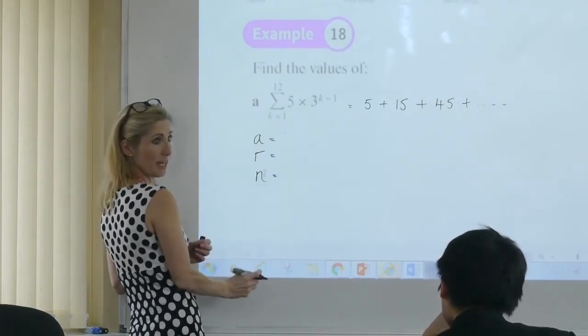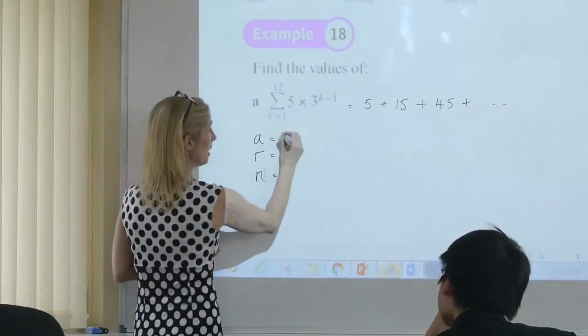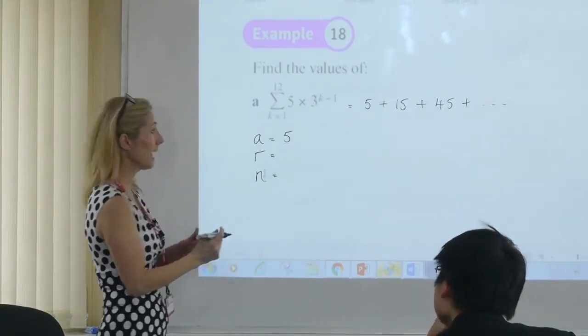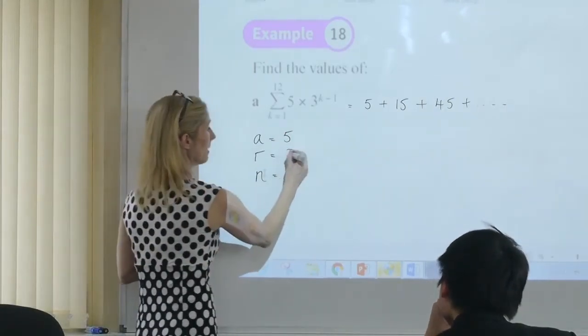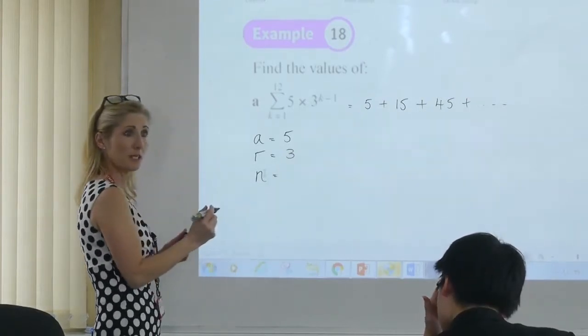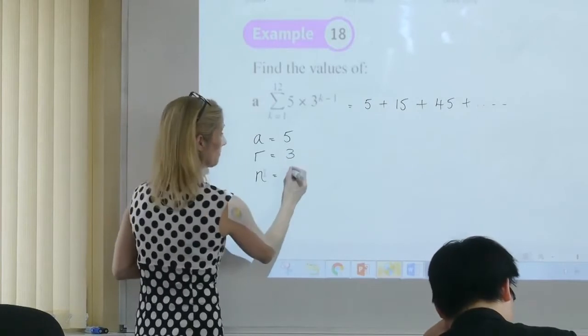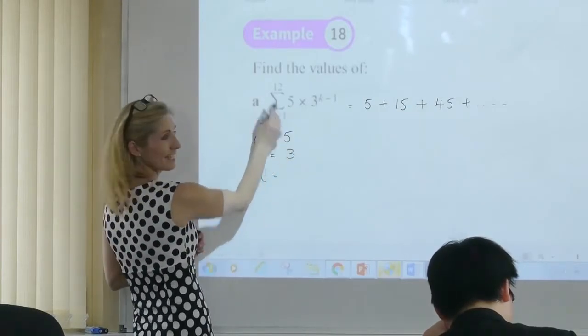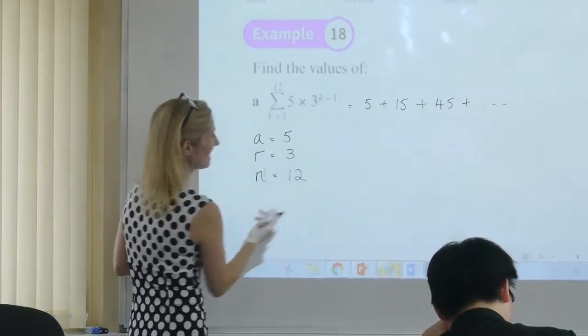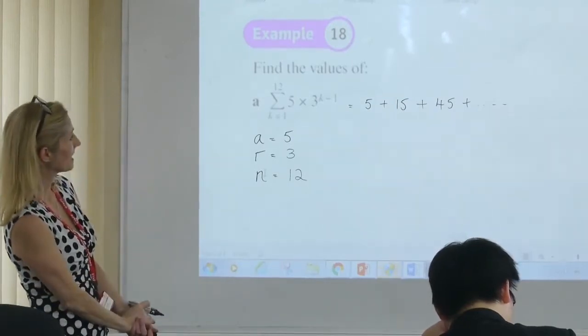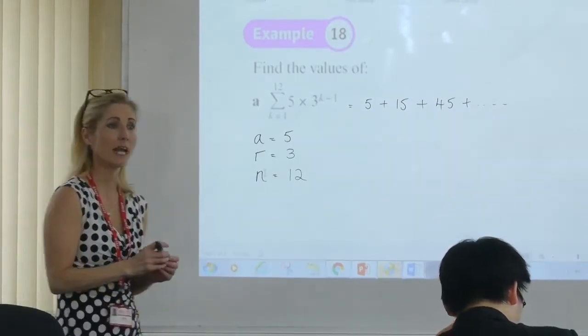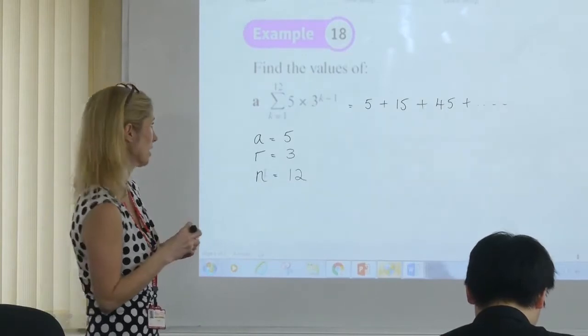So our a value is what? Brian, what's our a value? 5. What's our r value, Dan? 3. And how many terms have we got, Max? How many terms? 12. Okay, so we need to substitute into the sum of the geometric progression.